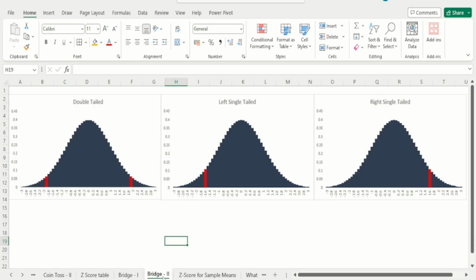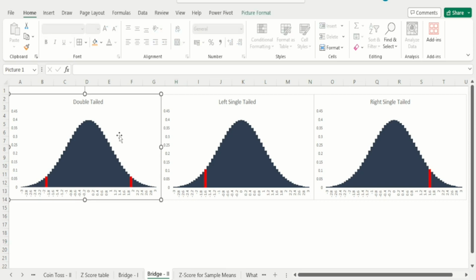So here you have three different diagrams. The first diagram that you see on the left hand side is what we were seeing on the previous page. So this is an example of conducting a double-tailed hypothesis test. What is a double-tailed hypothesis test? A double-tailed hypothesis test is one which has the rejection area broken up into two smaller rejection areas, one on the right extreme and one on the left extreme. An example of this is the coin toss example that we just looked at.